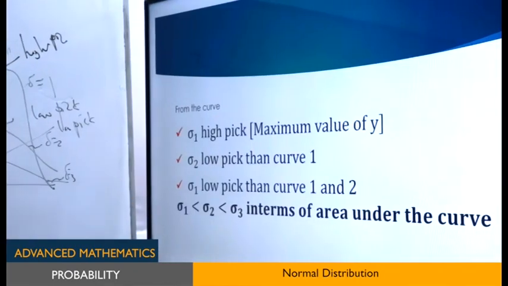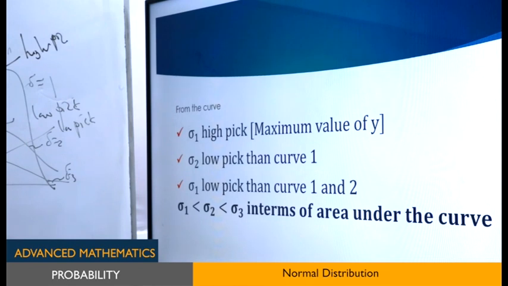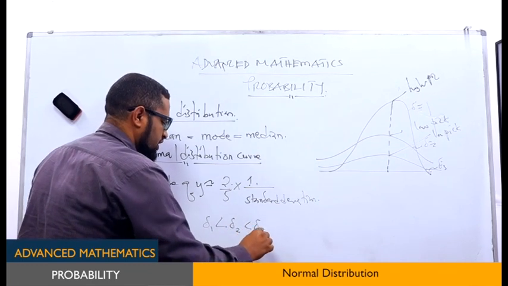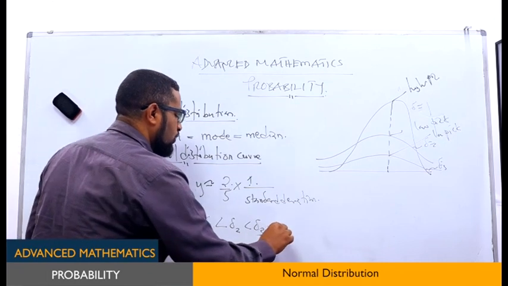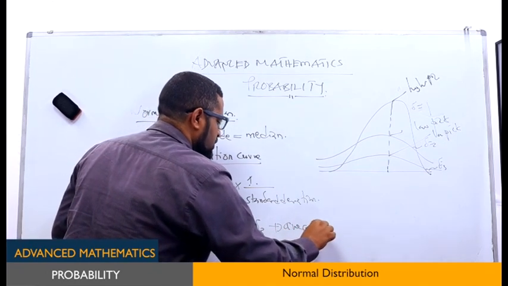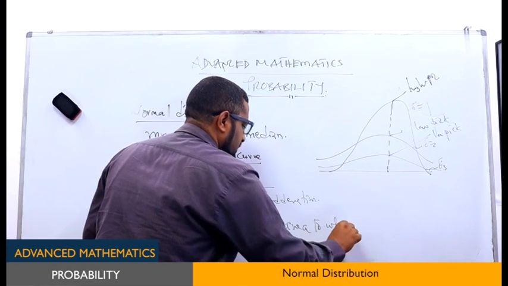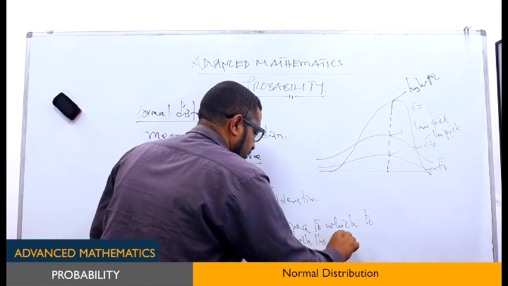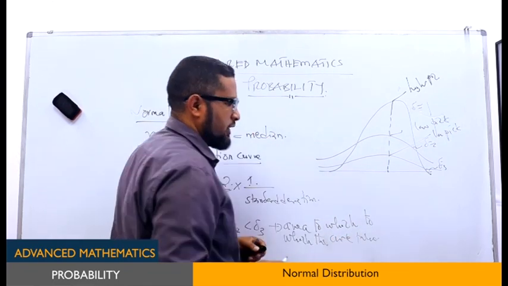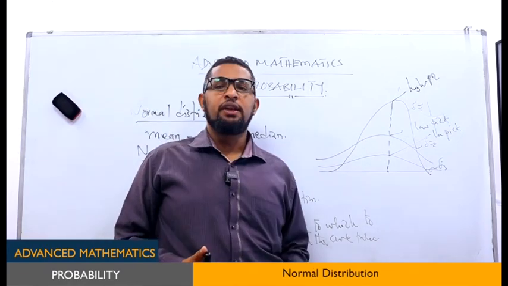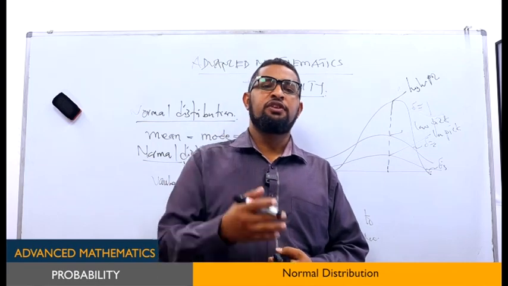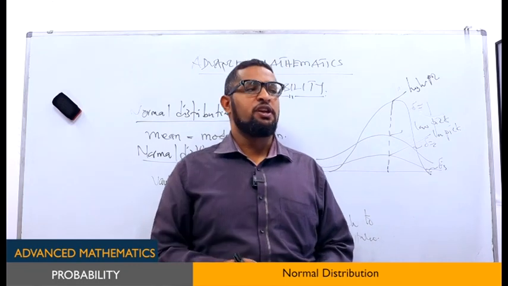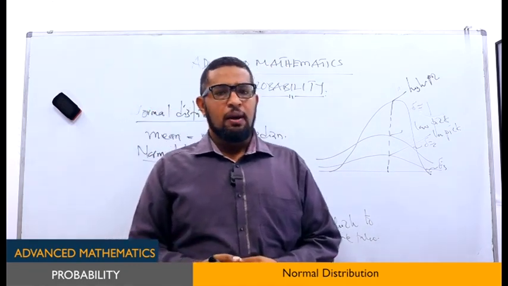So you can conclude by saying standard deviation 1 is less than standard deviation 2 is less than standard deviation 3. But this one is in the case of area which the curve takes. Now, why are we learning normal distribution? Because it is used in solving different problems in spatial probability.